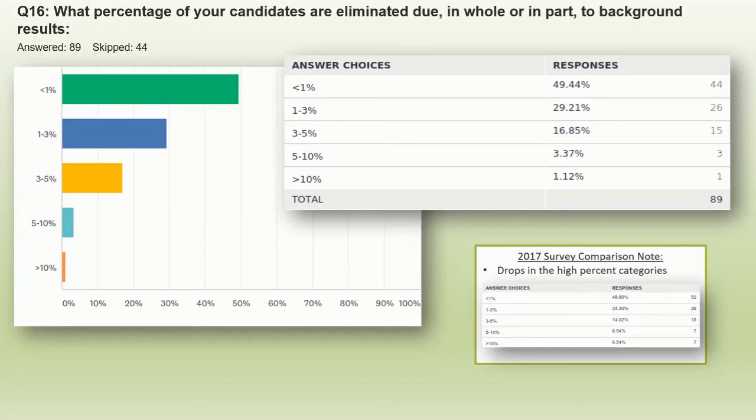I think the most notable thing here, and we actually highlighted this at both the conference and via webinar in 2017, is the number of respondents that had stated that 5 to 10% of their candidates were eliminated due in whole or in part to background checks, and then also the greater than 10% that were eliminated due in whole or in part to background checks. So this is much more consistent with my experiences in the insurance and finance industry.